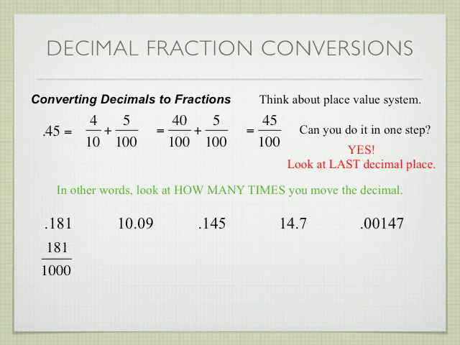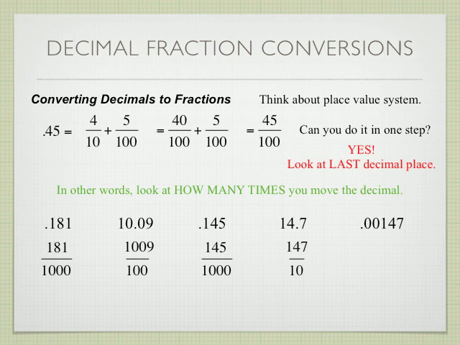Okay, I need to move that decimal point twice. So I have 2 zeros on the bottom and 1,009 on the top. Okay, 0.145. How many times do I need to move that decimal point? I need to move it 3 times, so I have 3 zeros on the bottom and 145 on top. For 14.7, how many times do I need to move the decimal point? Just once. So it's just 10 on the bottom. 1 zero and 147 on top.